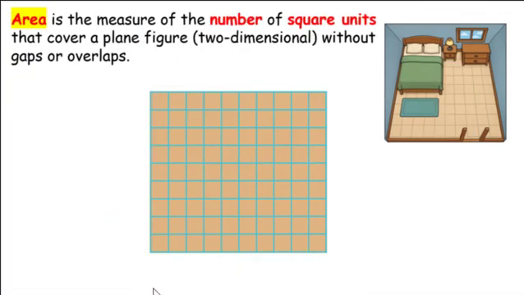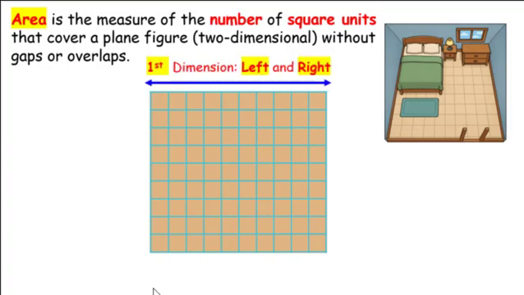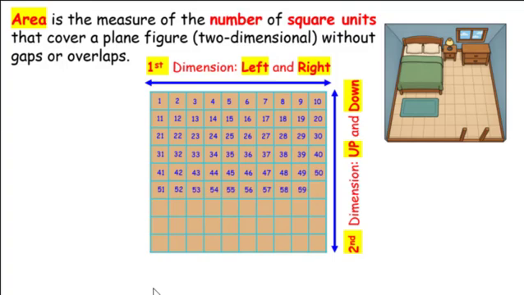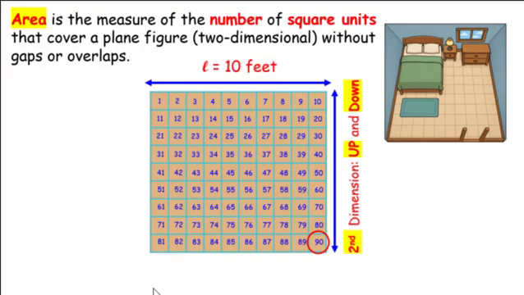Area is the measure of the number of square units that cover a plane figure without any gaps or overlaps. And when we say 2-dimensional, we're saying that we have 1 dimension going left to right. That's the first dimension. And the second dimension, in this case, we're going up and down. And now all we have to do is count all the squares. But that may take some time depending on the size of the squares. In this case, we can see we have a total of 90 squares.